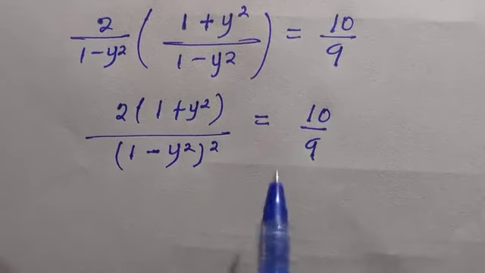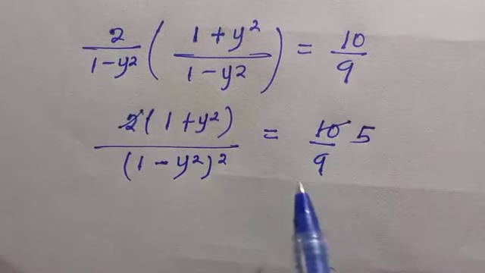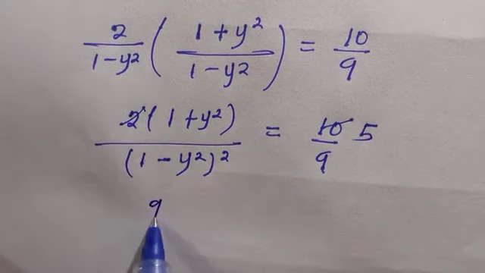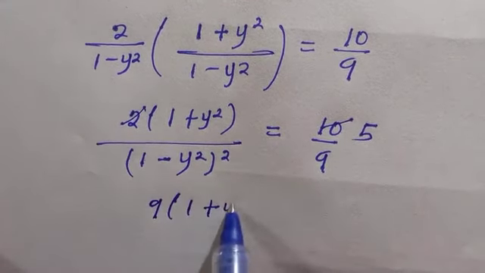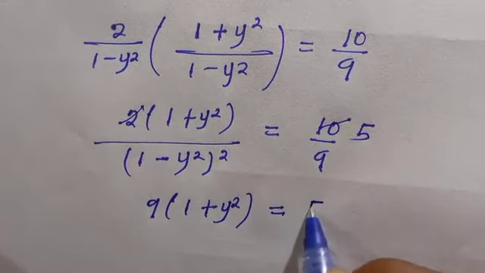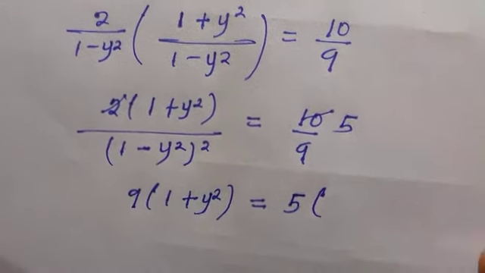Then the next thing is, from here 2 can go into 10, which is 5 times, and we cross multiply by multiplying 9 with (1 plus y squared). Then we have 9 bracket (1 plus y squared) equals 5, we multiply (1 minus y squared) all squared, but for this one we can expand this.